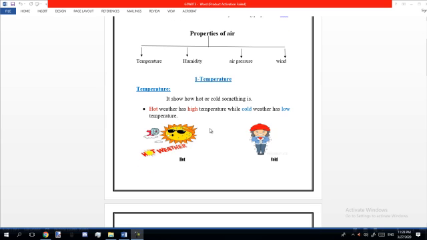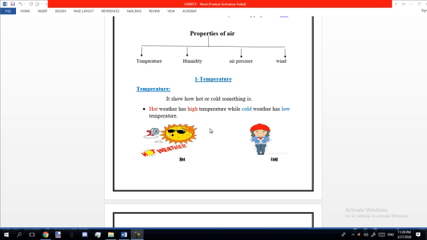What is the temperature? The temperature shows how hot or cold something is. If you hold a piece of ice, you will feel that it's cold. Cold means it has low temperature. And if you hold a pot of tea or a cup of tea in your hands, you will notice that it's hot. Hot means it has high temperature.